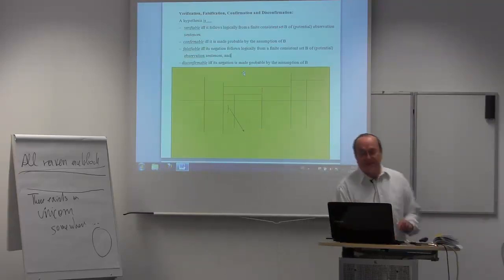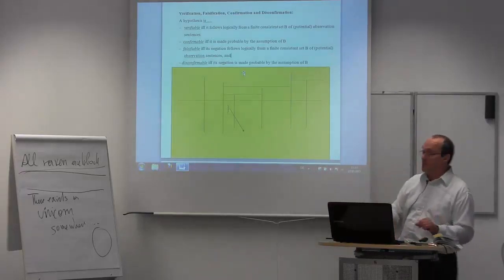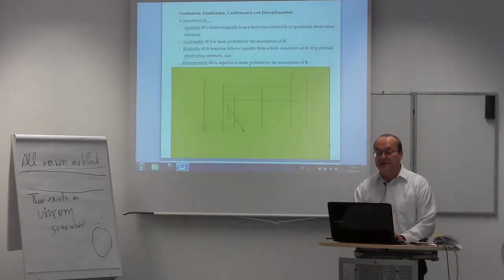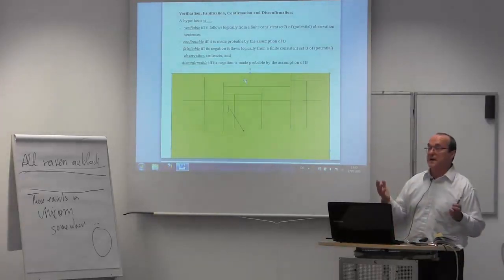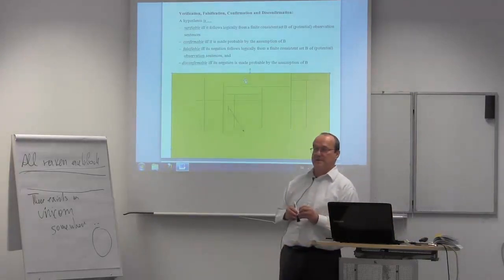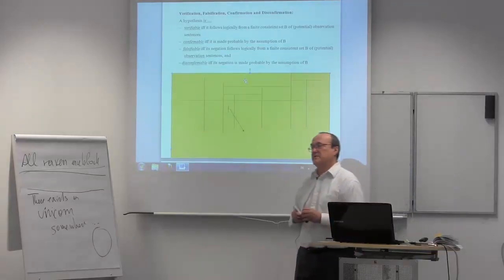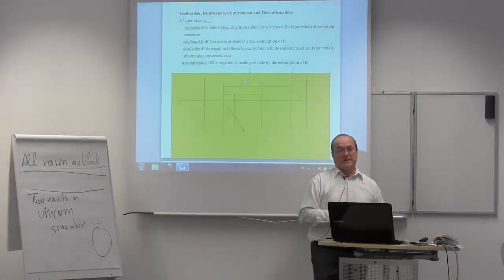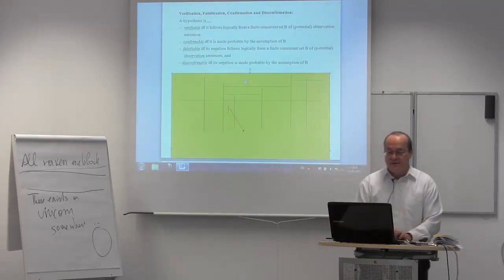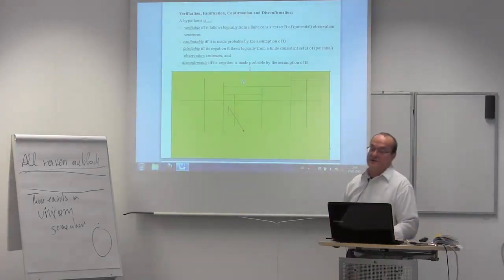But of course it can be disconfirmed. You say a sentence is disconfirmable if its negation is made probable by the assumption of a set of observation sentences. It's made probable. It's merely disconfirmable if it's disconfirmed but not falsifiable. Again, falsification is disconfirmation with probability 1, so it's an extreme case of it.